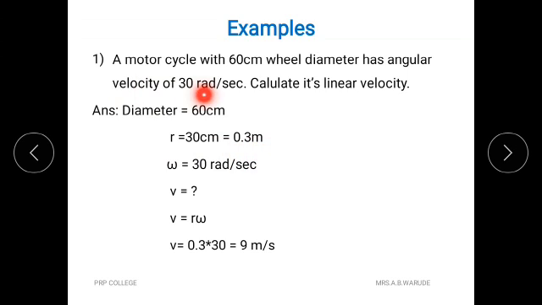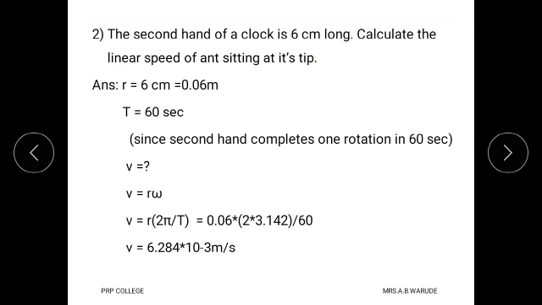Then the angular velocity is 30 radian per second. Therefore, we write omega equals 30 radian per second. And here we have to calculate the linear velocity. As we know, the formula between linear velocity and angular velocity is v equals r omega. Therefore, we put the values of r and omega. We get v equals 0.3 into 30. Therefore, we get the answer as 9 meter per second.